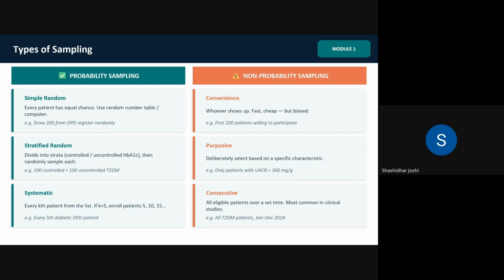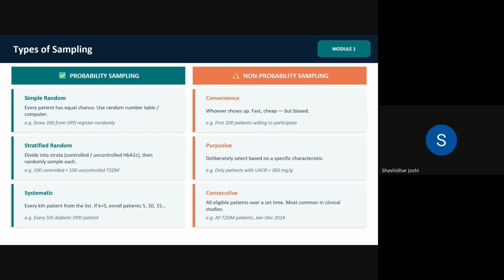Now come to the non-probability sampling, which is probably more relevant to your cases, because your sample could be based on feasibility. Sometimes you just choose a sample based on your feasibility. Now there are three methods here: convenience, purposive, and consecutive. What is convenience? Just choose the first 200 patients willing to participate. Simple, very simple.